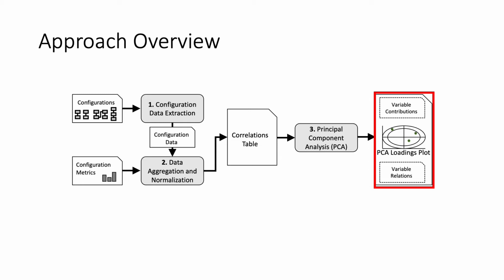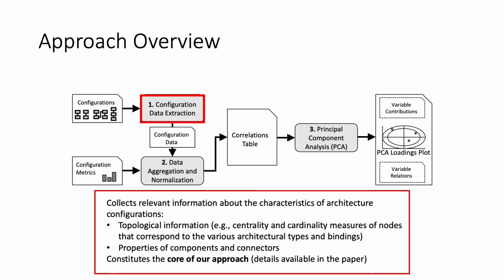The approach consists of 3 stages. Configuration data extraction collects relevant information about the characteristics of architecture configurations. Data extracted includes both topological information, for instance centrality and cardinality measures of nodes corresponding to various architectural types and bindings, and information related to properties of components, connectors, and other parameters. This stage constitutes the core of our approach, and although we only illustrate it intuitively in this video, the process is described in detail in the paper.